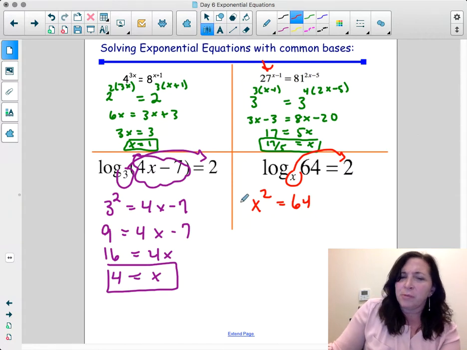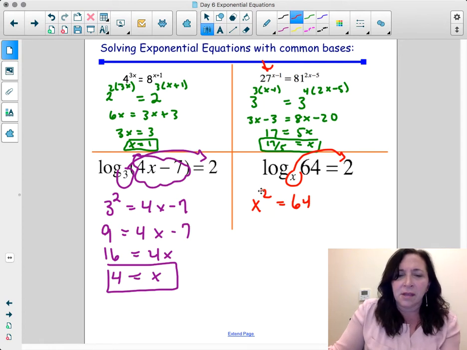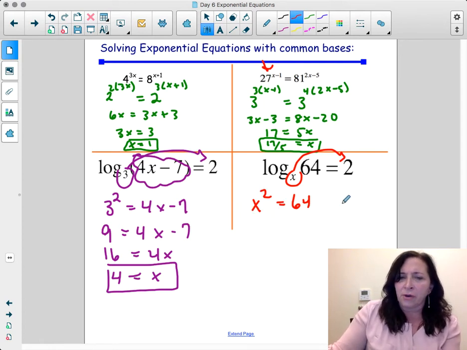Now, I know most people are going to look at that and say, well, I'm going to square root both sides, and that's now going to be 8. Well, I do want to offer another option.